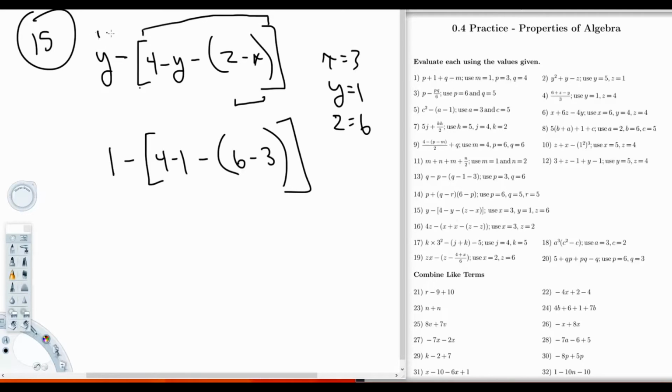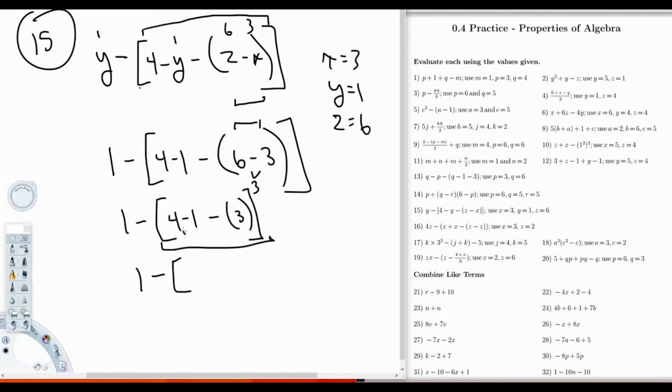Just want to go here and put a 1 here, 6, and 3. Did I get that right? Yeah, looks good. So we're going to start with the inside brackets, right? So 1 minus 4 minus 1 minus 6 minus 3 is 3. And now we have the second brackets that we have to do. 1 minus 4 minus 1 is 3. 3 minus 3 is a big fat 0. Are they messing with us? Is this really 1? Yes, it is.